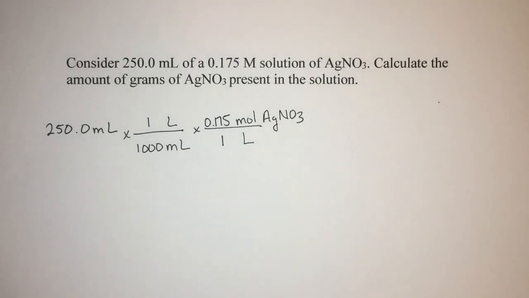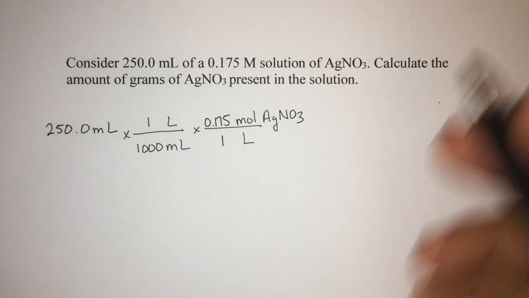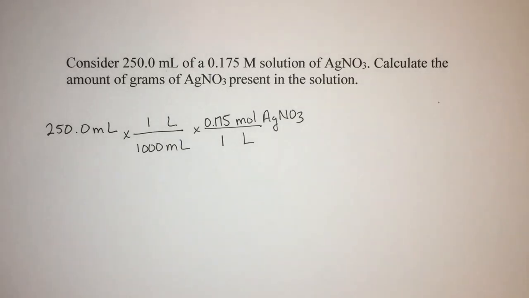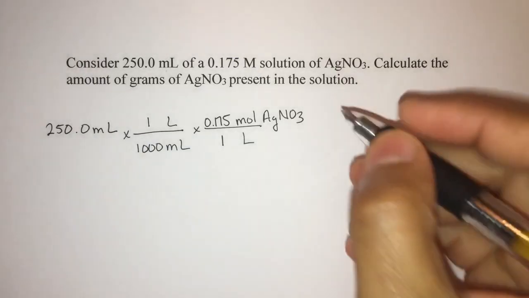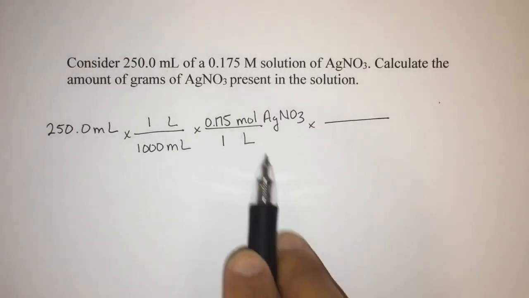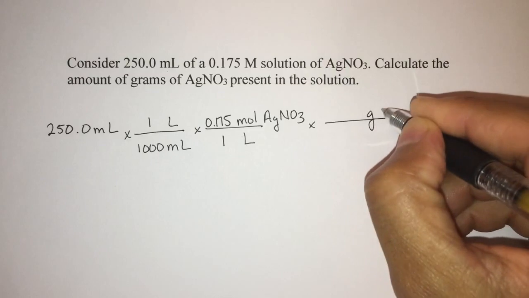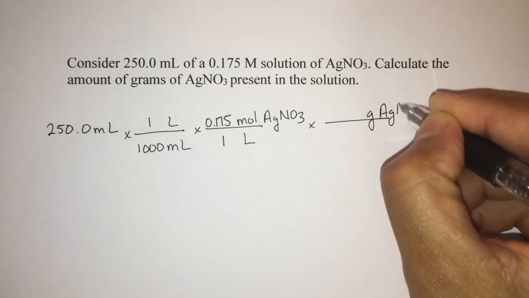0.175 moles per liter. So we've done it. We've converted to the amount of solute in terms of moles. But the question is asking for the grams of the solute present. So once we have moles, let's do something that we've done before. Let's convert the moles of the silver nitrate to the grams of the silver nitrate.